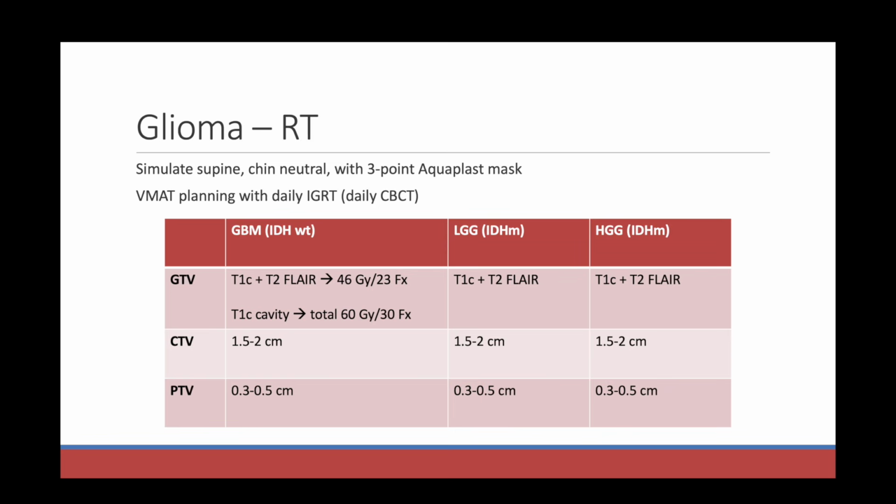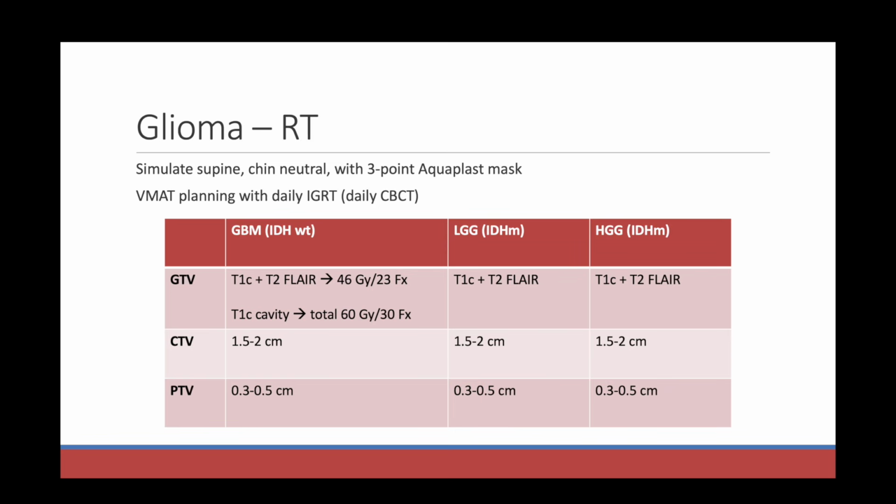This slide just briefly reviews one way of planning radiation for glioblastoma versus low-grade glioma versus high-grade glioma. And remember, when we simulate these patients, they're going to be supine, chin neutral, using a 3-point aquaplast mask. And typically we use VMAT planning with daily IGRT, and we get a daily CBCT to make sure that they are lining up appropriately.